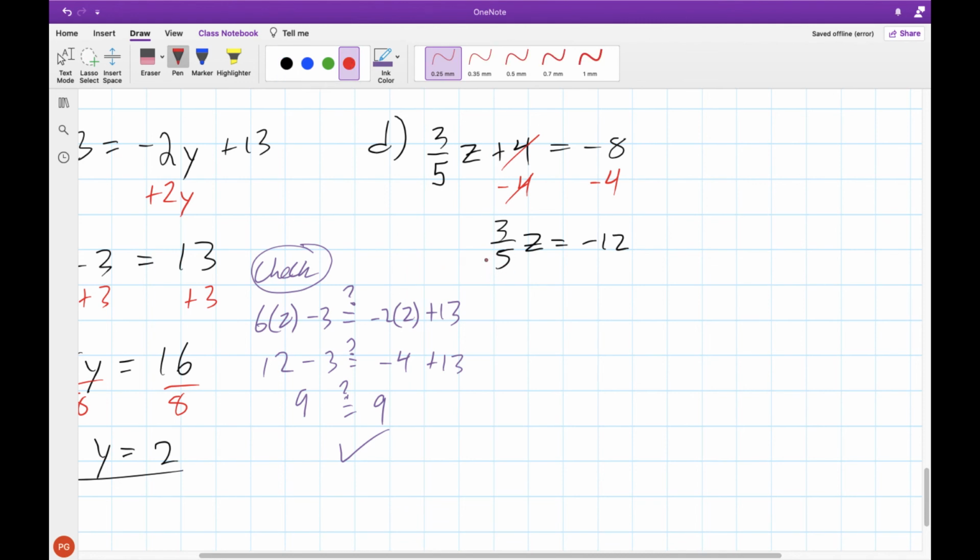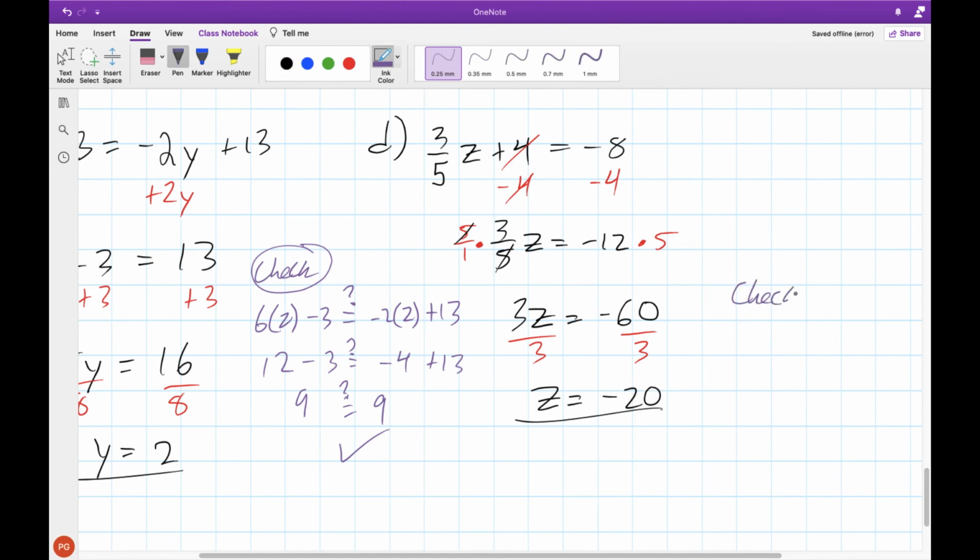Now we want to get rid of our denominator here, so we would multiply both sides by 5, or 5 over 1, whichever is easier, whether we're dealing with fractions or not. Here, our numerator of this, so this 5 and this 5 would cancel out. From cross-reducing, we would be left with 3z is equal to negative 60. And then we divide both sides of our equation by 3. We'd end up with z is equal to negative 20.